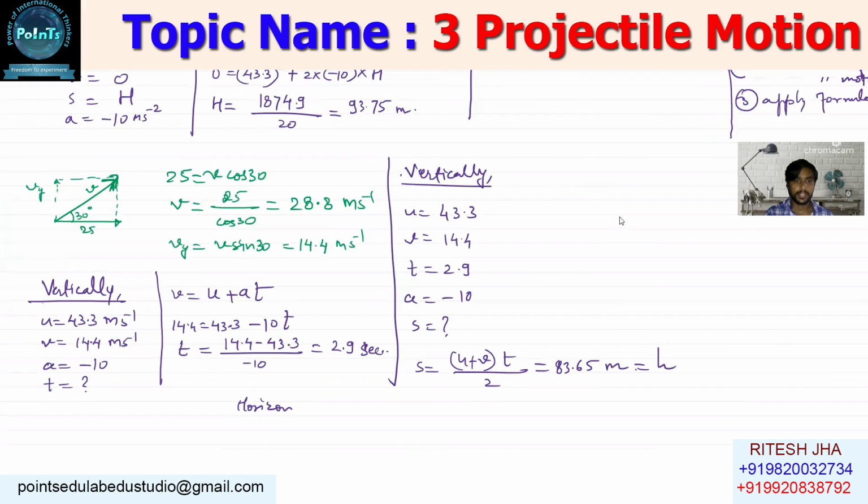So horizontally, x will be equal to, what is the speed horizontally? That is 25. And what's the time taken we will be taking here? 2.9. Perfect. So what is that coming out to be? 72.5. Yes, meters. So this is how we get the horizontal distance also.